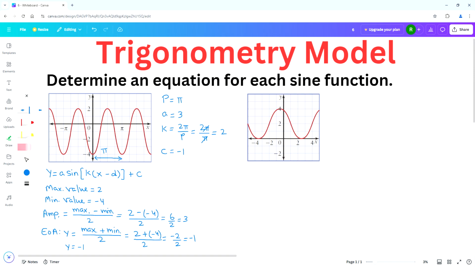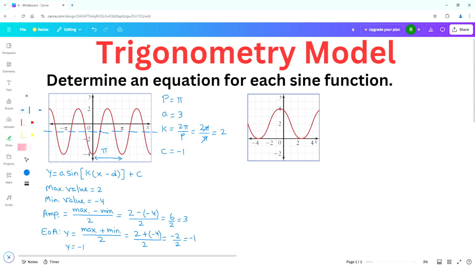Next, we can find the D value. D value is based on phase shift or horizontal translation. For this given graph, we should analyze a point that lies on the curve and the equation of axis or the midline. This is the equation of axis. We should analyze this point on the curve because this point lies on the midline as well, and it lies on the curve that goes in the upward direction from left to right.